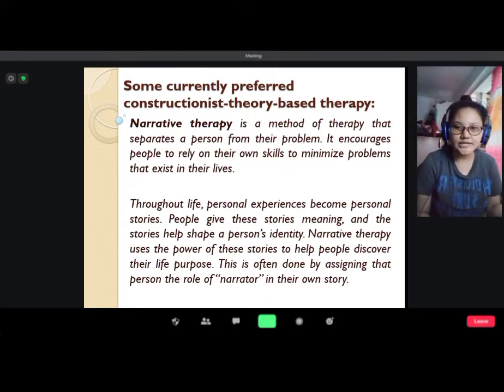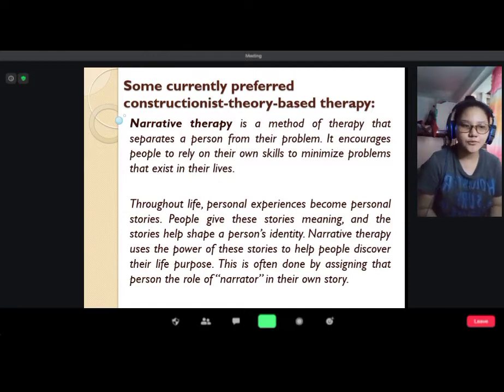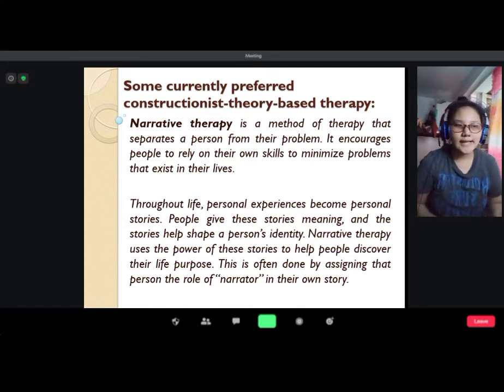According to the presentation, it is a method of therapy that separates a person from their problem. Also, it encourages people to rely on their own skills to minimize problems that exist in their lives. According to Maya Angelou, there is no greater agony than bearing an untold story inside you. So, meaning po nun, ako sa sarili ko, ako lang yung nakakaalam ng kwento ko. Malalaman lang yun ng iba kung ikukwento ko sa kanila.